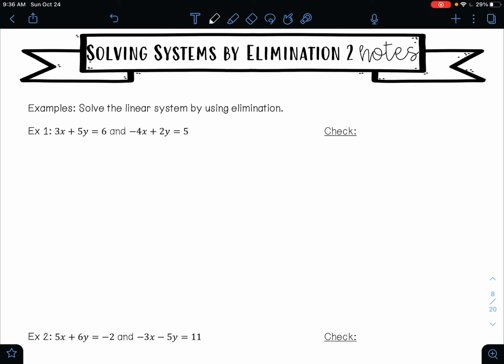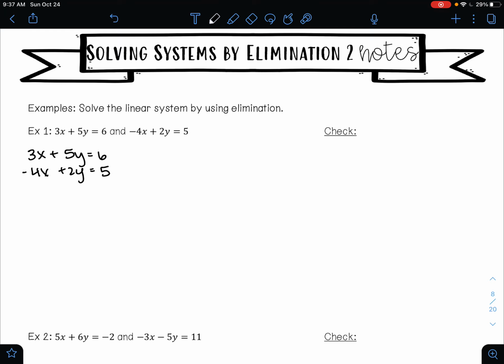In this video, we are going to look at some more examples of solving systems by using the elimination method. So example 1, we have 3x plus 5y equals 6 and negative 4x plus 2y equals 5. Remember, you always want to begin by lining up your equations. So I'm going to have 3x plus 5y equals 6 and negative 4x plus 2y equals 5.